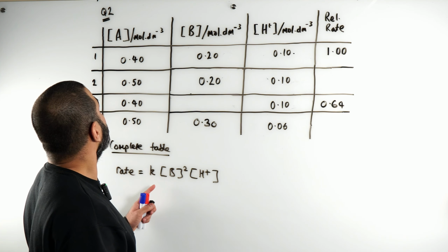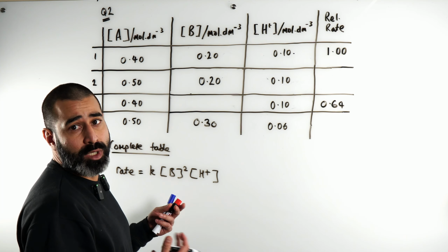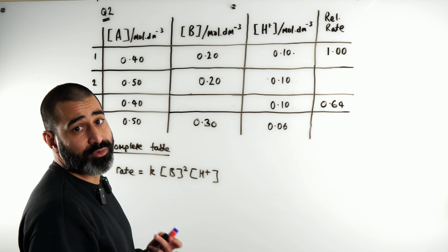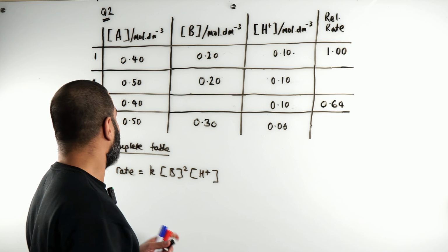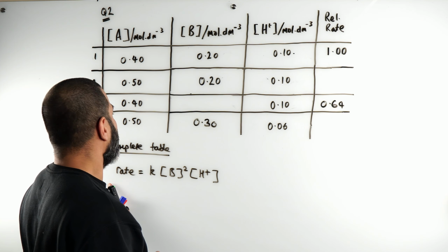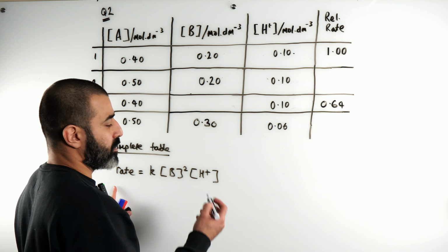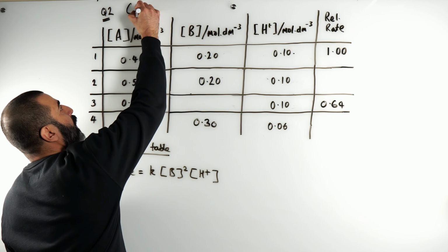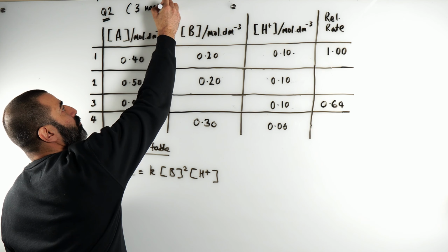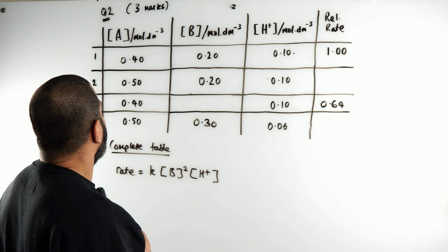So this is from the 2023 paper, and what we're going to do is a whole little series on all the kinetics questions from the 2023 paper. So quite a tough question for 3 marks, okay? So this is 3 marks, and it's an initial rates question.